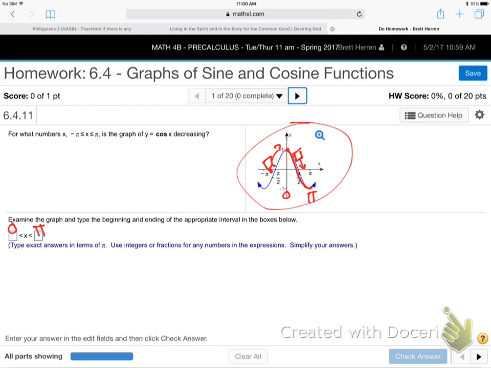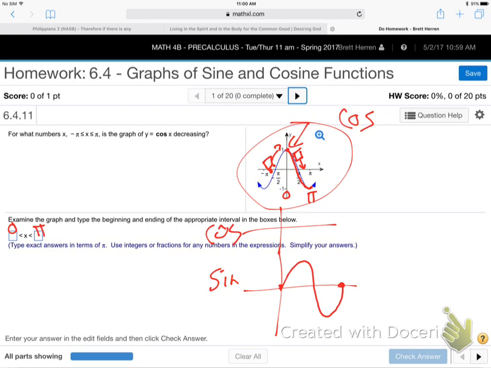Good. Remember, cosine's the one that starts high in the middle. That's cosine. What is sine? What's the graph of sine? Yeah, sine starts in the middle, goes high, goes low, comes back to the middle. Remember, sine does that. So cosine's the same as sine. It's just phase shifted. It just starts high, finishes high. It's just off a 90-degree phase shift.